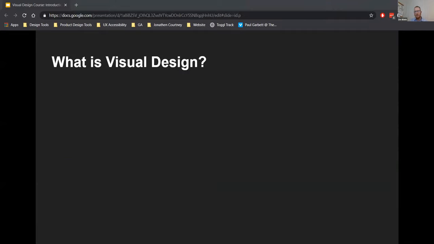So what is visual design? Visual design is the process of communicating and problem solving, or solving visual problems, through the use of typography, photography, symbols, and illustration. And we create meaning using all of these elements. We communicate messages through all of these elements.